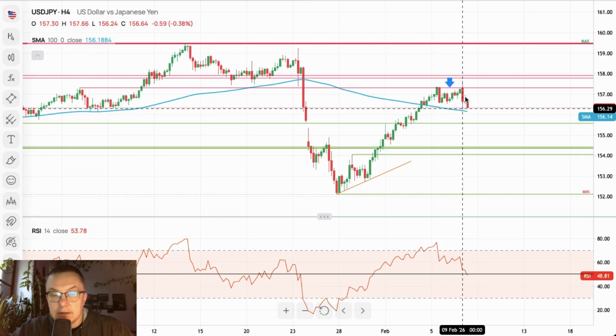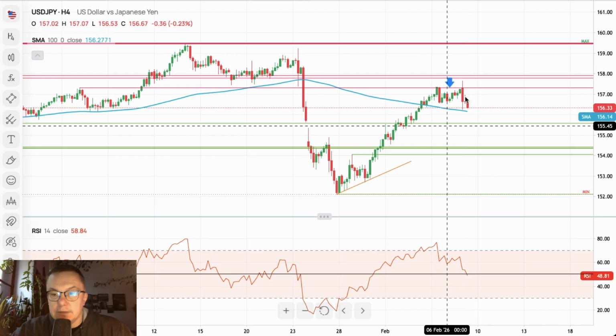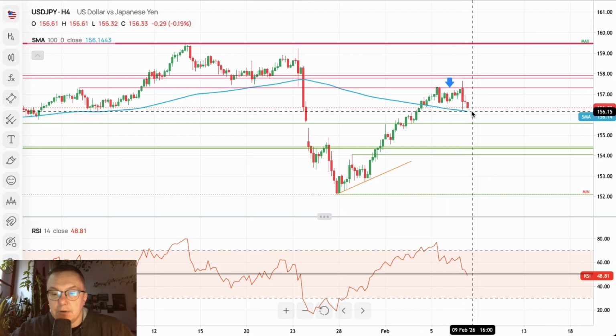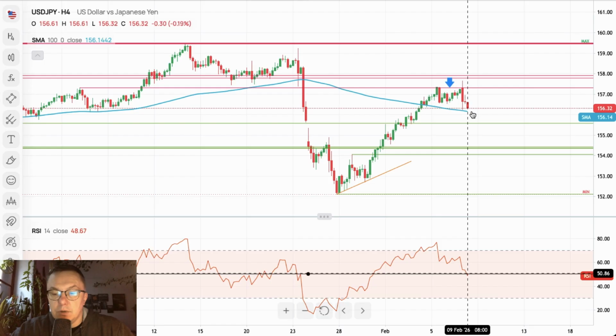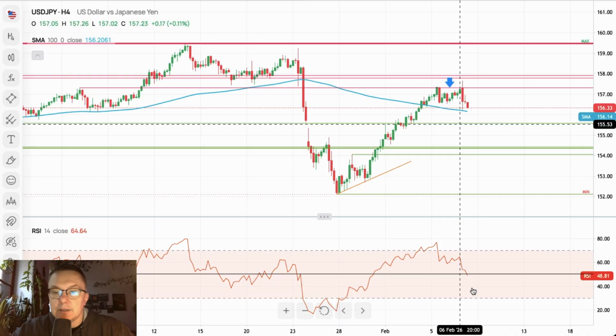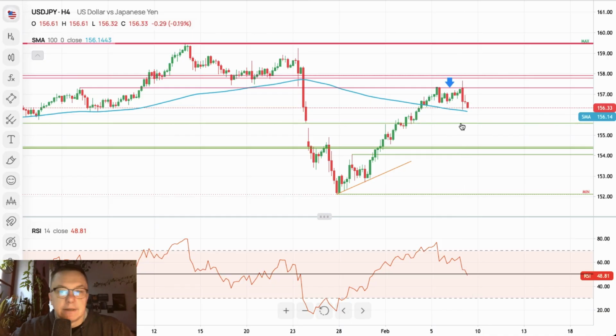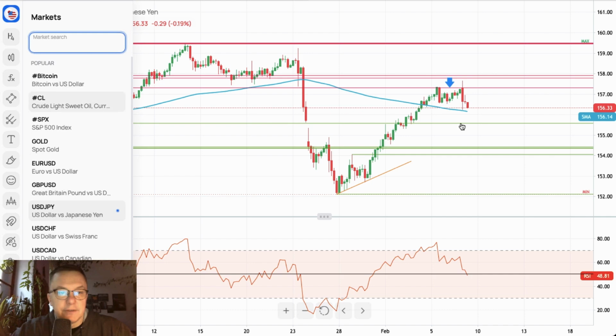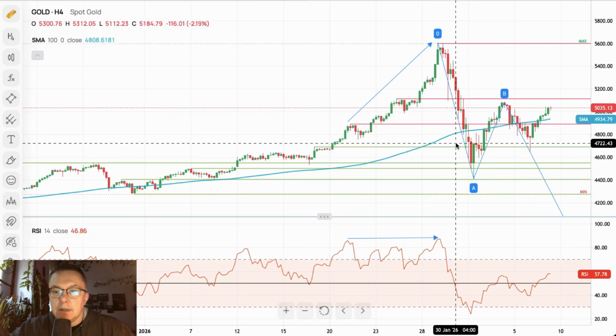Now we are breaking towards the 156.24 and 156.14, 100 pips moving average. If we break above this level and the momentum will go below the level of 50, bears are back in town, pushing the prices towards next target, 155.57. So keep an eye on the US dollar versus the Japanese yen.